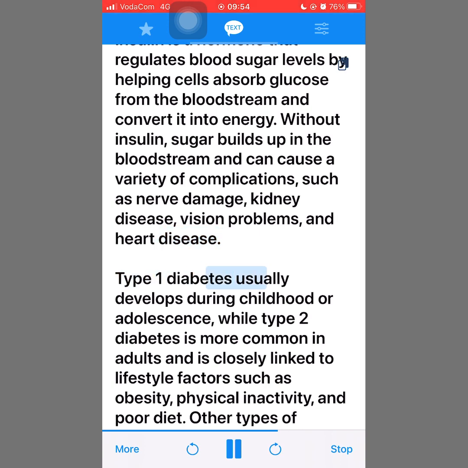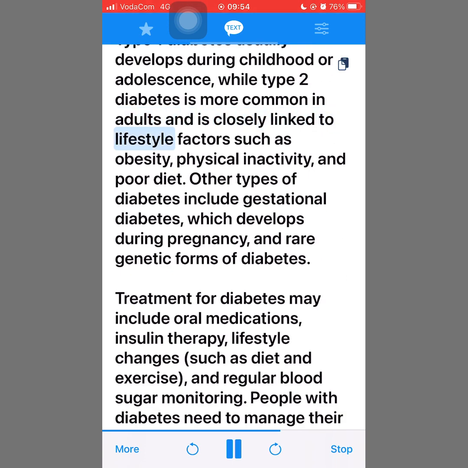Type 1 diabetes usually develops during childhood or adolescence, while type 2 diabetes is more common in adults and is closely linked to lifestyle factors such as obesity, physical inactivity, and poor diet. Other types of diabetes include gestational diabetes, which develops during pregnancy, and rare genetic forms of diabetes.